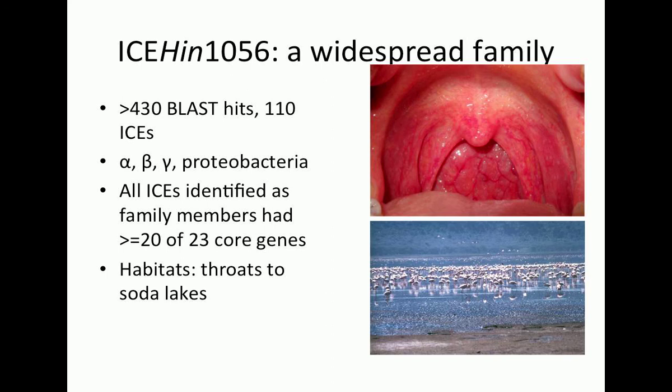The results are very exciting. Out of more than 430 BLAST hits suggestive of related ICEs, I found 110 conserved syntenic elements. They were found across the beta and gamma proteobacteria, with a single representative in the alpha proteobacteria. All the ICEs identified as family members had at least 20 of the 23 core genes, and the habitats they were found in are enormously divergent, from the throat, obviously in the case of Haemophilus, to the silt of soda lakes in the case of a strange bug called Thioalcalovibrio, which is an extremophile and lives happily here alongside the flamingos.